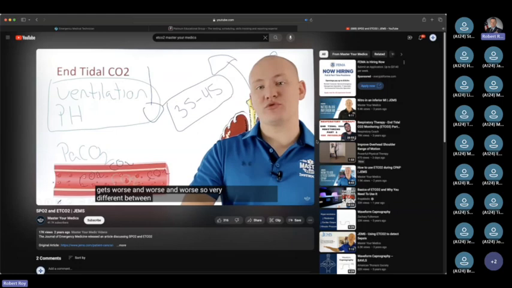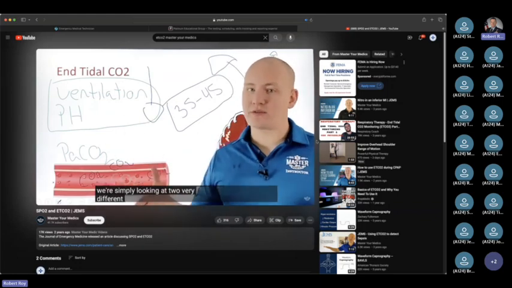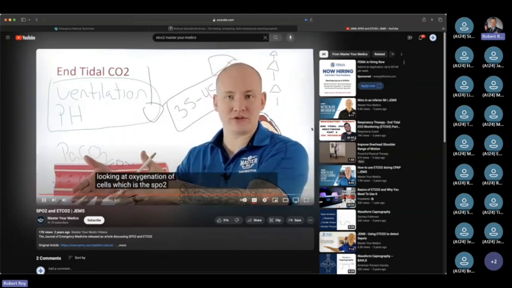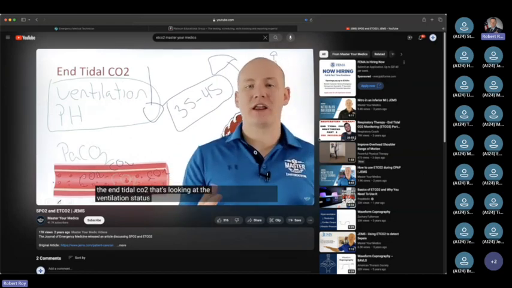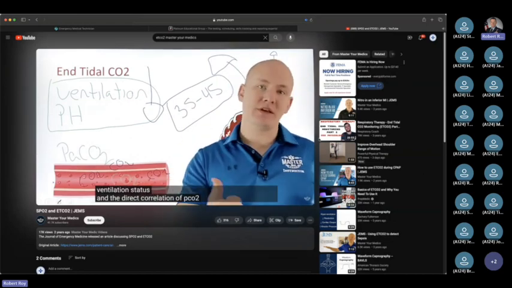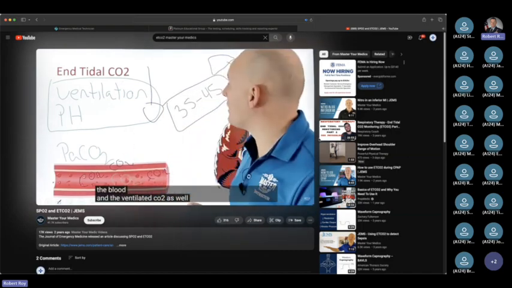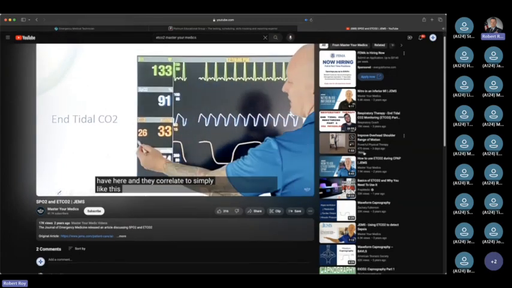So very different between SpO2 and end tidal CO2. We're simply looking at two very different sides of the body. One is looking at oxygenation of cells, which is the SpO2, and then we have the end tidal CO2 that's looking at the ventilation status and the direct correlation of CO2 in the blood and the ventilated CO2 as well. Those are the two big things that we have here.